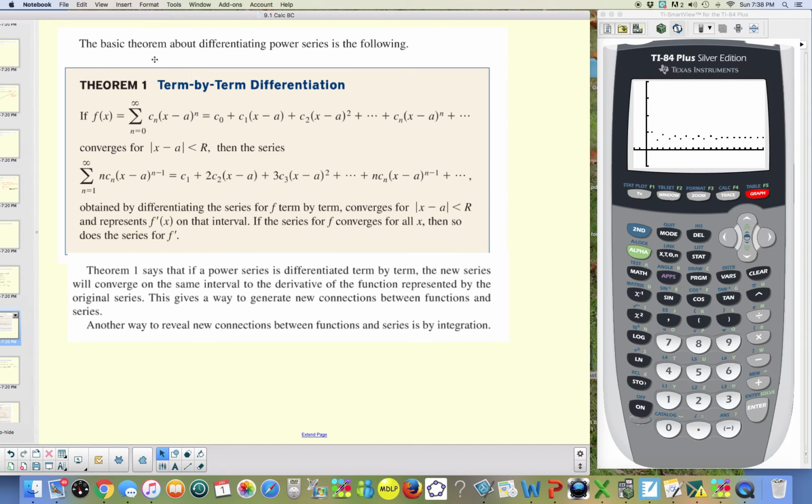of the function. So if I want to find the derivative of this function right here, I don't have a function representation other than the power series. I can still find its derivative by taking the derivative of each term, term by term.